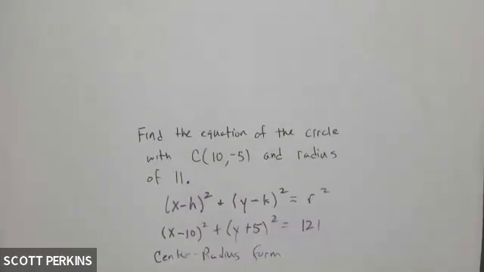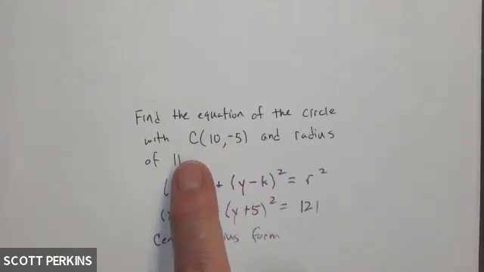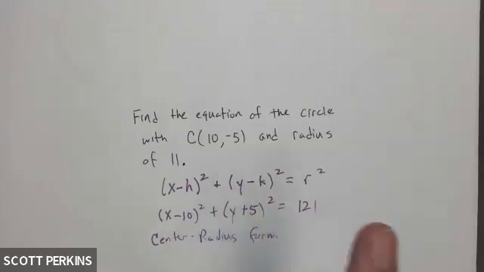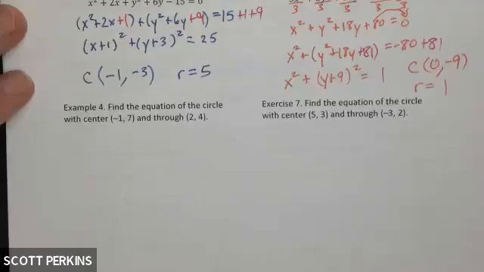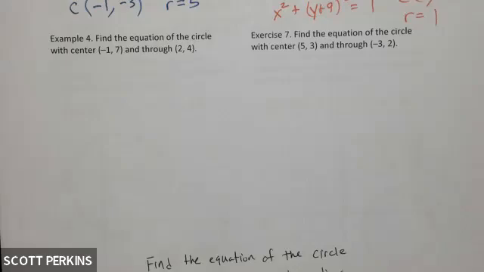Remember, we had our warm-up problem. And in the warm-up problem, I gave you the center, I gave you the radius, and then you found the equation. It was not too big of a deal. So example 4 is similar. We're going to find the equation of the circle with a center of negative 1, 7. So I've given you the center, but then I don't tell you the radius. I instead tell you a point that the circle goes through.